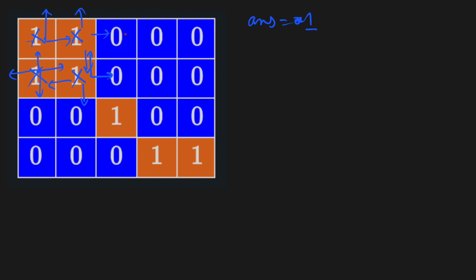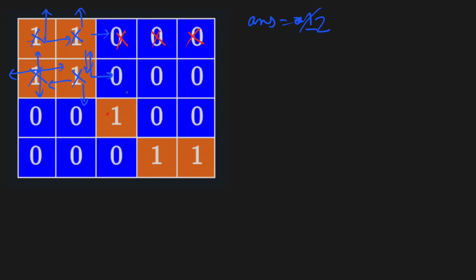Then we come to this cell, this is a water cell, so we skip it. Similarly, we will skip these water cells as well. These are also now water cells, so we skip them. Then we come to this cell, this cell, this cell, all of them are water cells. So we skip them and finally come to this land cell. And since it's an unvisited land cell, we increase our answer to 2.